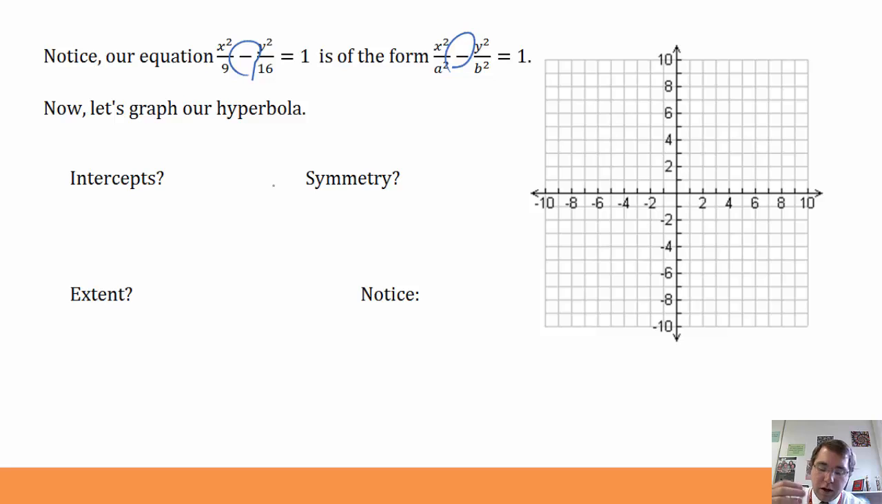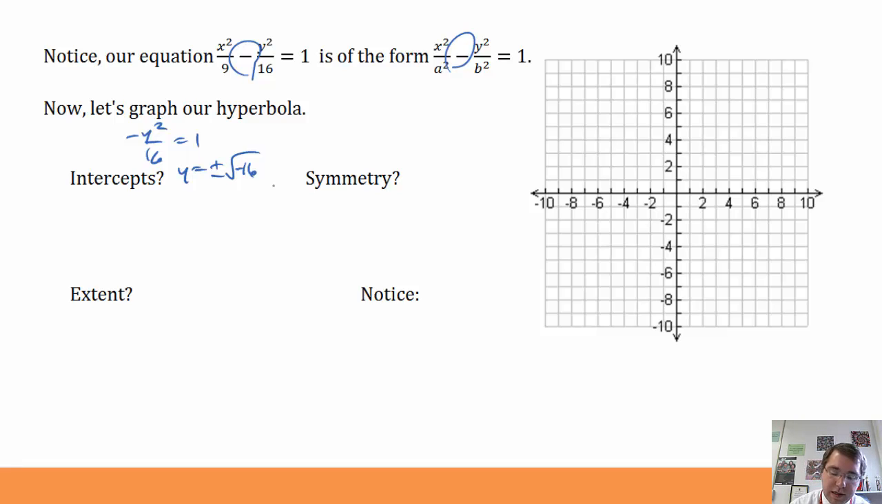Are there intercepts? Well, if x is 0, what is y? If x is 0, we just get negative y squared over 16 equals 1, which means negative y squared equals 16. So y would equal plus or minus the square root of negative 16. Those are going to be imaginary numbers, which we won't be able to graph. So there are no y-intercepts.